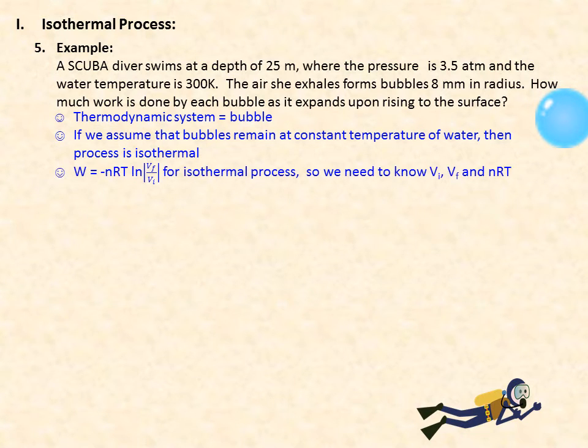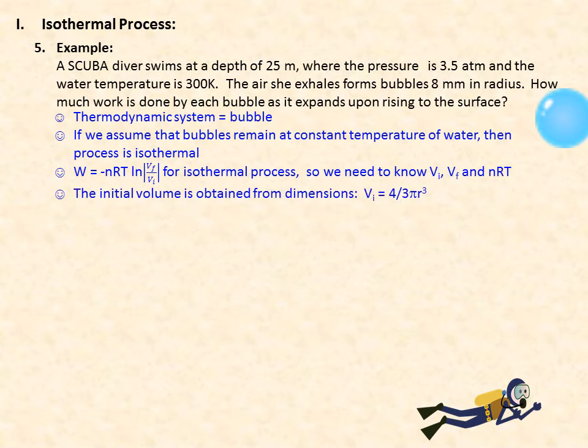If we're asked to calculate the work, we can use the result we derived that the work done on the gas is minus nRT natural log of V final over V initial for an isothermal process. Of course, the work being done by the gas, which is what we're asked to find in the problem, will simply be the opposite of that. But in looking at that expression, you see that we need to know three things: the initial volume of the bubble, the final volume of the bubble, and this expression nRT.